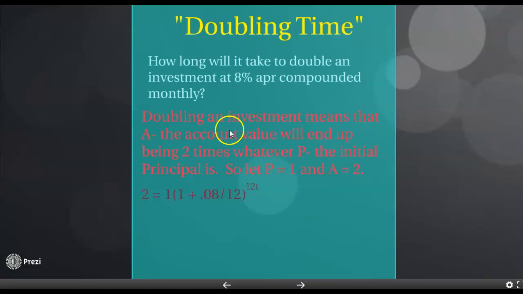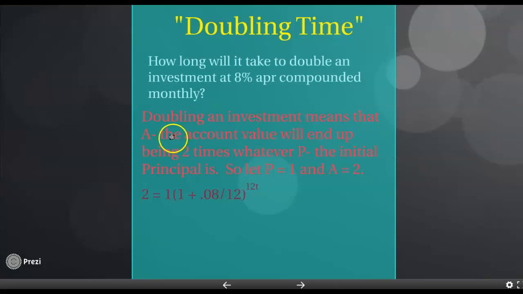And then again, jot down maybe some notes on why certain variables are assigned such. Like this is doubling time. How long will it take to double an investment at 8% APR compounded monthly? Well, that doesn't give you much information. So this is a good example card that you might have under just compound interest.